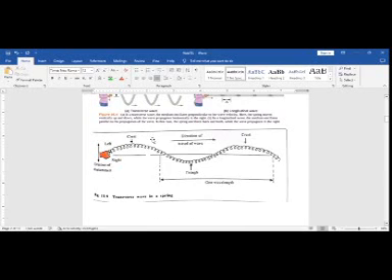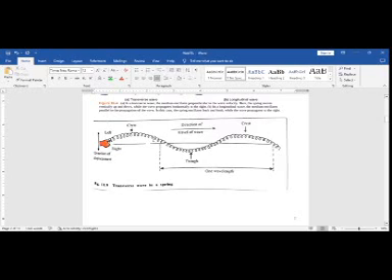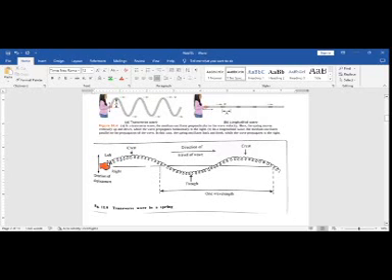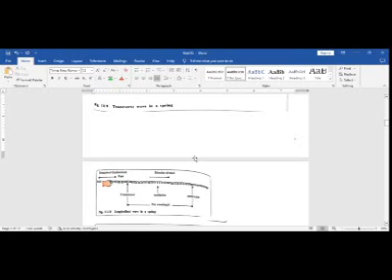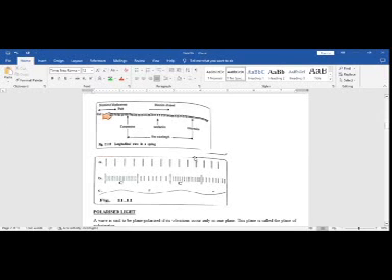Let's go down quickly. And you see the next figure here. So we have the crest. And then the lowest part of this wave here is the trough. So this is the direction of displacement, and then the arrow here represents the direction of the traveling wave. This one represents the longitudinal wave.